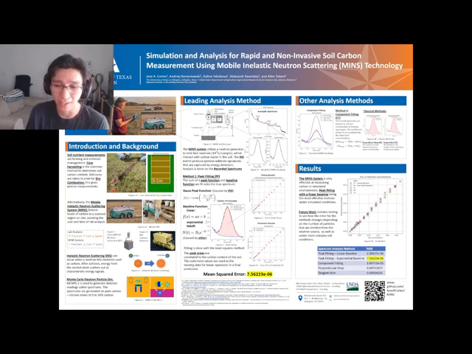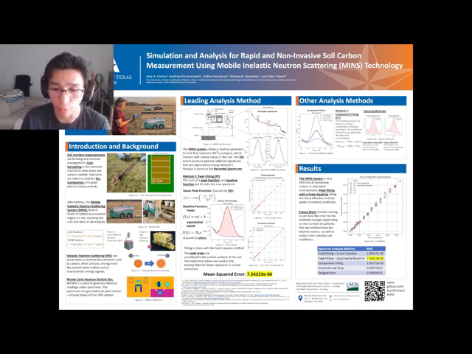Alternatively, the Mobile Inelastic Neutron Scattering System, or MINS, detects levels of carbon in a scanned region on site, avoiding the cost and time of lab analysis. This machine relies on a chemical reaction called inelastic neutron scattering, which sometimes occurs during the collision of a neutron with the nucleus of an atom of elements such as carbon.